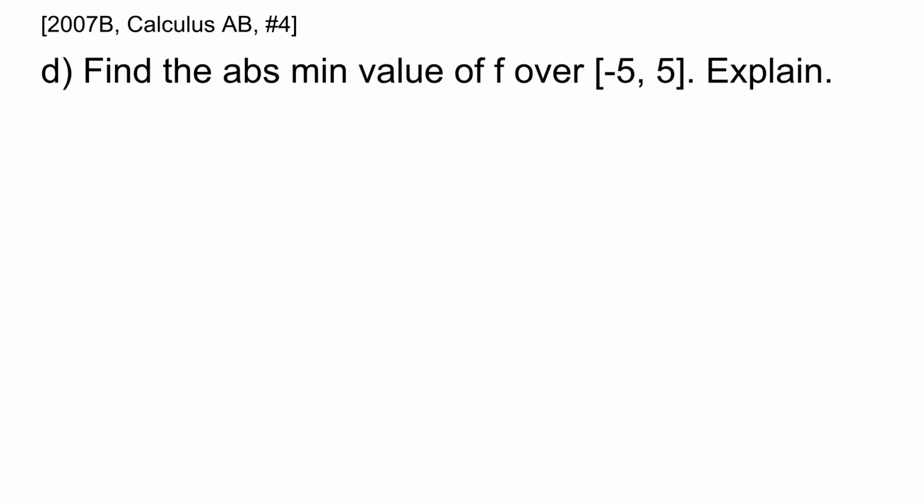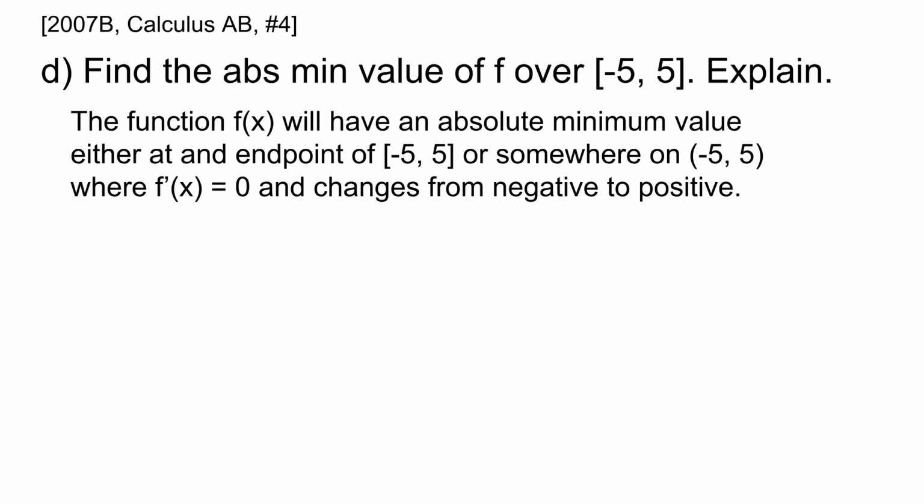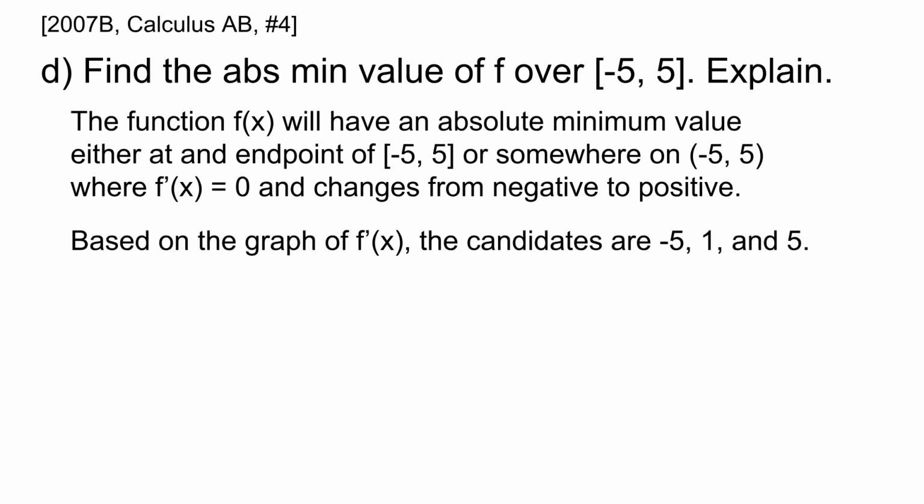In part D of this question, we are asked to find the absolute minimum value of f over the closed interval from -5 to +5, and to provide an explanation. The function f will have an absolute minimum value either at an endpoint of the interval -5 to 5 or somewhere on the interior of that interval where f prime of x is equal to 0 and also changes from negative to positive. Based on the graph provided for f prime of x, the candidates for the absolute minimum value will be at -5, +1, and +5.